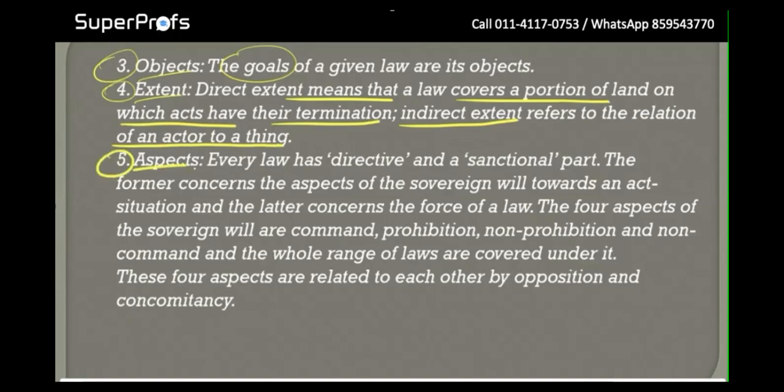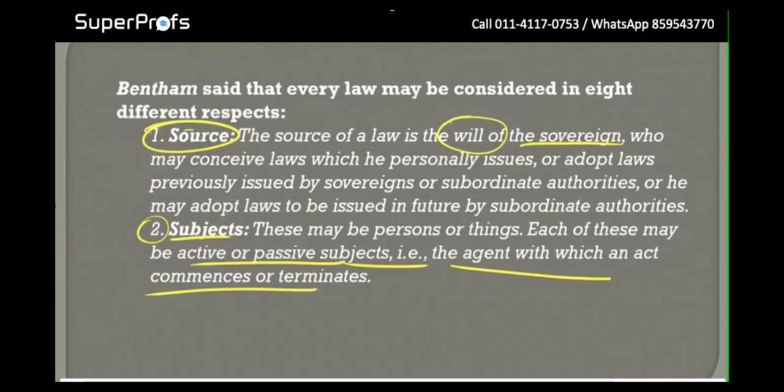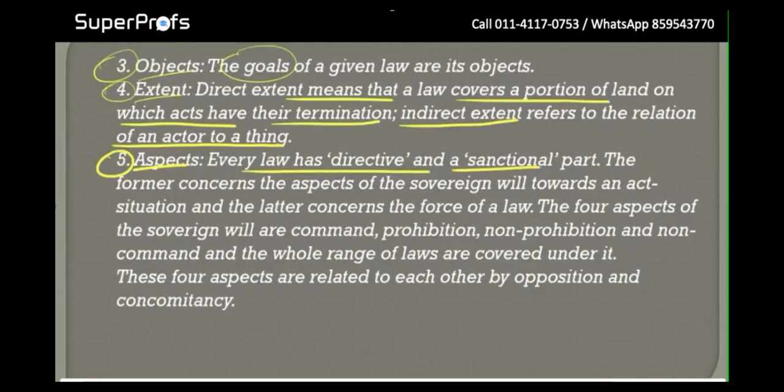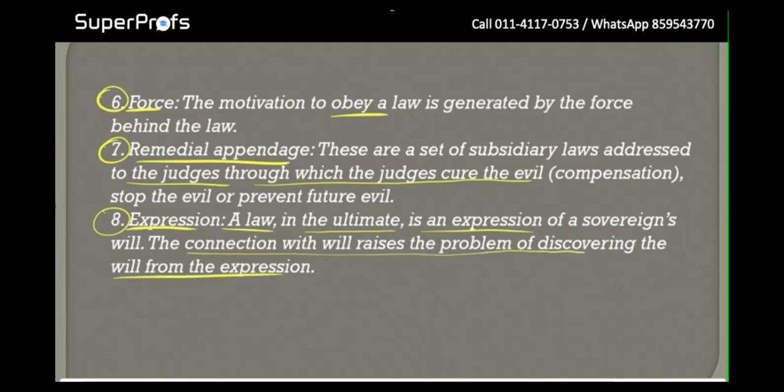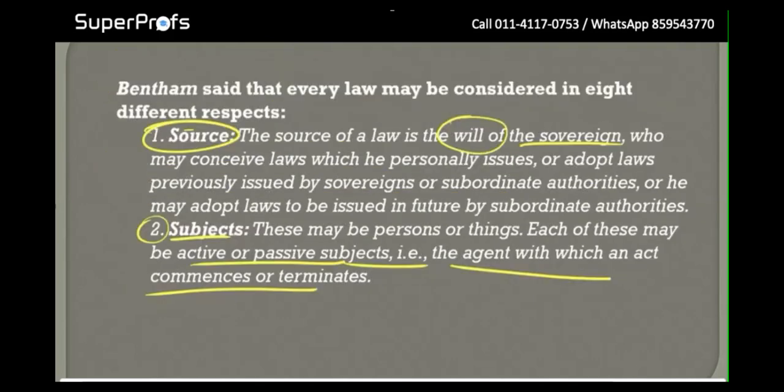That is the fourth one. Fifth, aspects. What are the aspects? Directive and sanctional part. This is the law which is there, and this has to be a part of the theory which is propounded by Bentham. He is considering law in 8 different respects. Then the sixth one is force, the motivation to obey the law. Then the seventh, remedial appendage, the set of subsidiary laws addressed to the judges through which the judges cure the evil. And the eighth one is expression. A law is the ultimate expression of a sovereign's will, and in connection with the will arises the problem of discovering the will from the expression. So these are the 8 ways in which he is dividing the law.